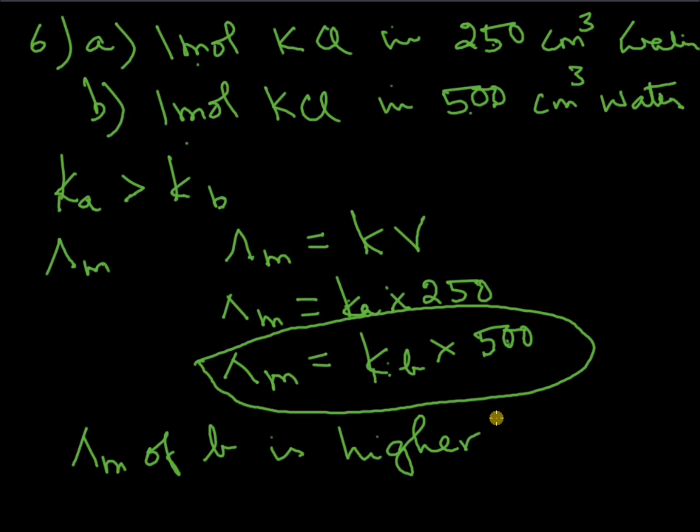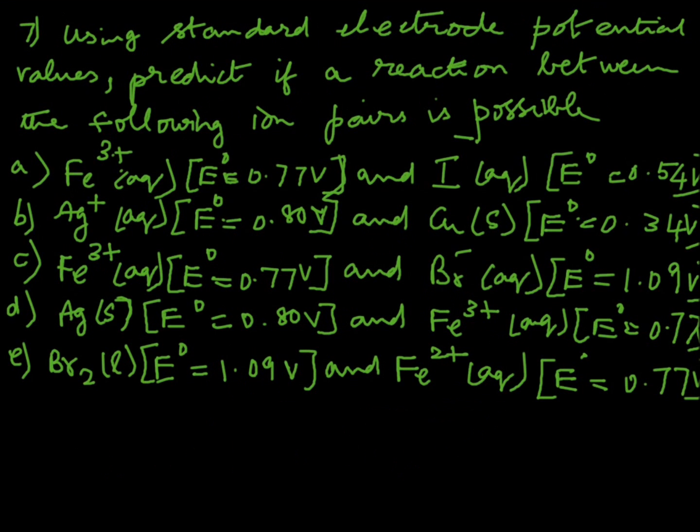Is that clear? So we will pass on to the next section of the assignment. In this question, you are given a few pairs of ions and you are asked to find out if a reaction between the given pair is feasible using their electrode potentials. I will solve the first one for you.